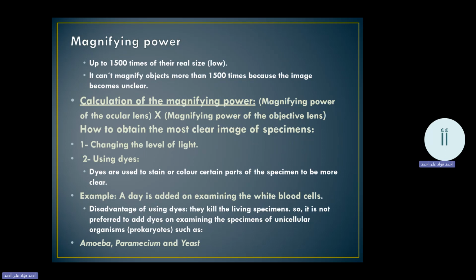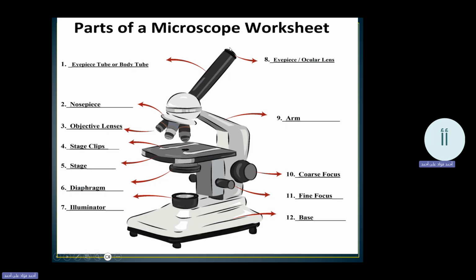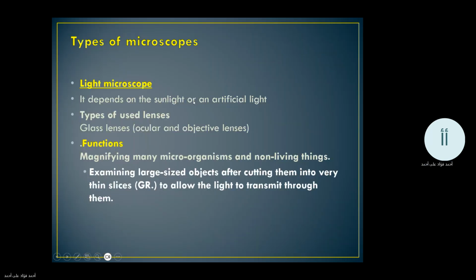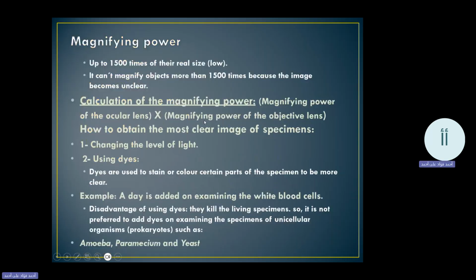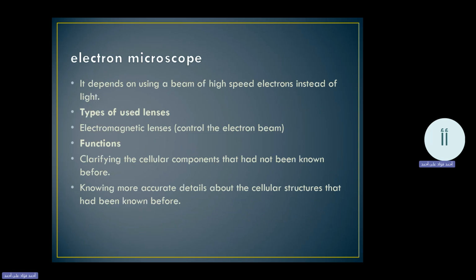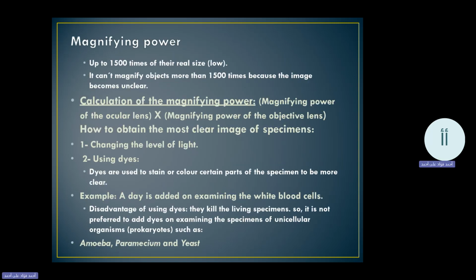طب ازاي احسب الماجنيفاينج باور بتاعت اللايت مايكروسكوب؟ احنا عندنا we have two lenses. الاول بنجيب الماجنيفاينج باور بتاعت الاي بيس، بنشوفها قد ايه، ونجيب الماجنيفاينج باور بتاعت الاوبجكتيف لينس، ونعملهم times. Magnifying power of ocular lens times the magnifying power of the objective lens. طبعا مع الاوبجكت اللي انا بفحصه، لازم بحط مجموعه من الدايز او الصبغات دي عشان توضح لي البارتس اوف ذا specimen to be more clear.